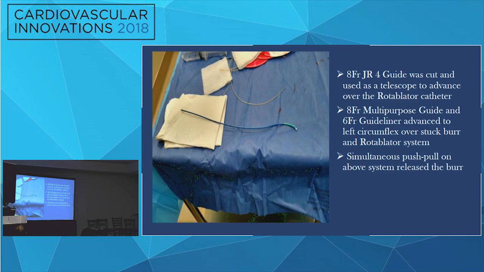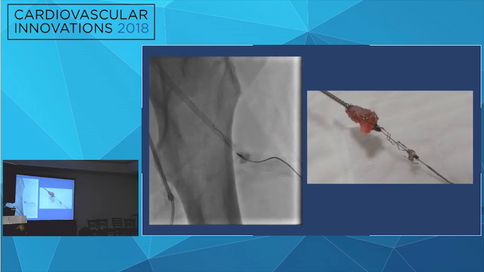I advanced it inside the circumflex, inflated a balloon just to anchor, and advanced the guide liner. I didn't have, again, an 8 French guide liner at that time. With an inflated, anchored system, I advanced the guide liner and very cautiously advanced the multipurpose guide all the way close to where the burr was stuck. Then I deflated the balloon, pulled the body wire and the balloon out, and maintained firm pressure on the rota system and the guide liner, and pushed the multipurpose guide inside and got everything out.